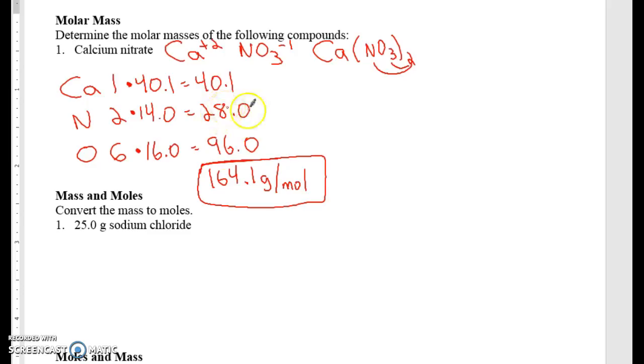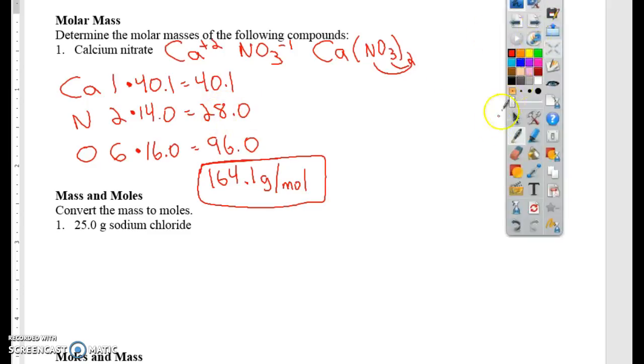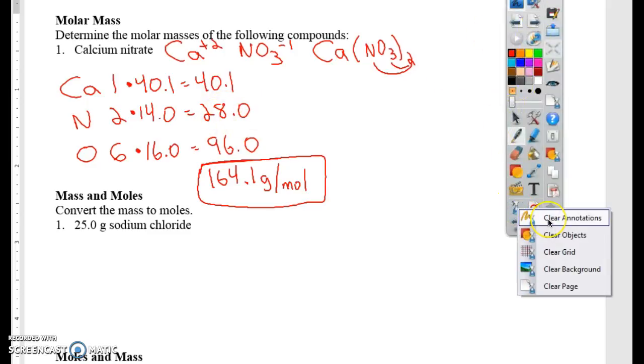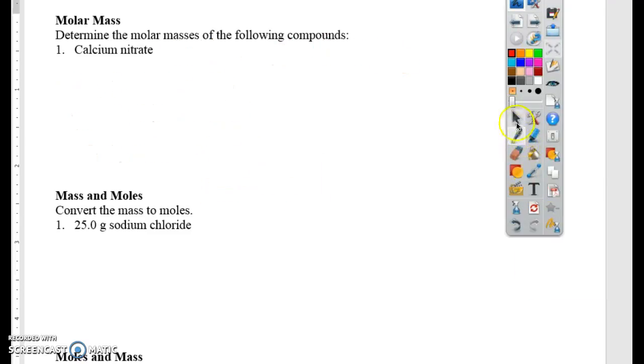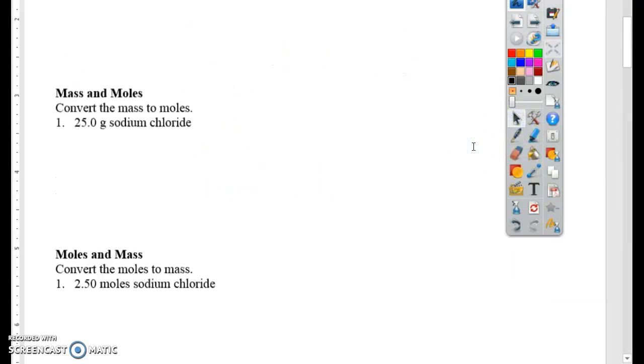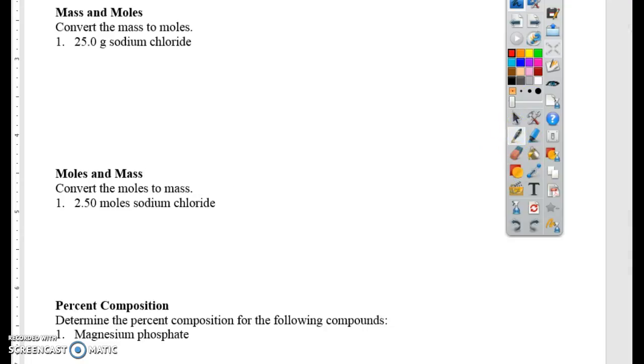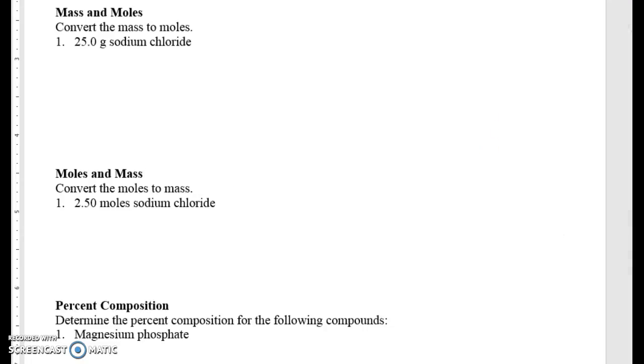Okay, now I'm going to scroll down and do some conversions between mass and moles. Alright, now I have 25.0 grams of sodium chloride, and then I have 2.50 moles of sodium chloride, and I want to do conversion. So again, we have to get the formula for this.